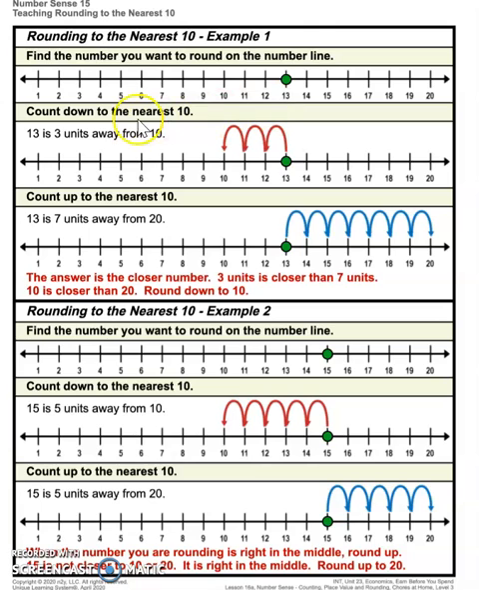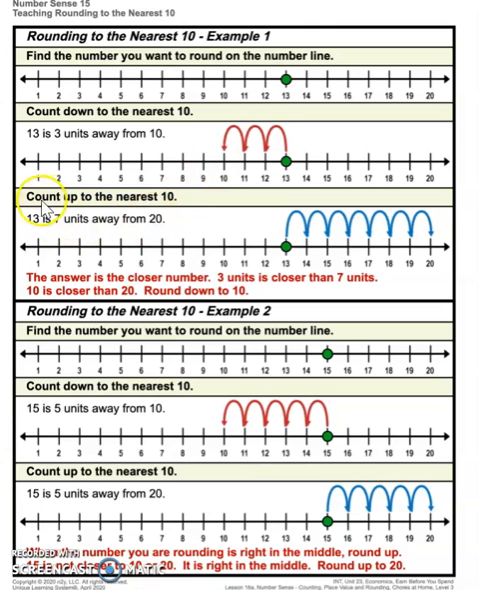So our first step is to count down to the nearest 10. When we're counting down, we're moving to the left. We're moving this way. 13 is 3 units away from 10. Look how they found that out. You start at 13 and you make your bunny hops. 1, 2, 3. 13 is 3 units away from 10.